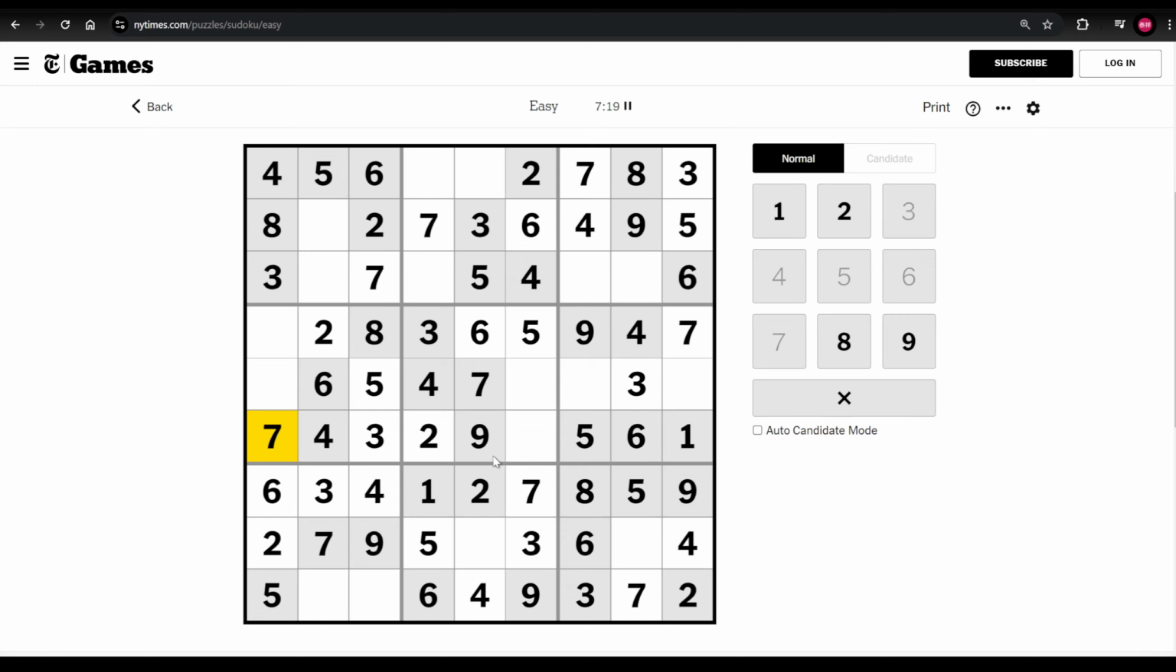Now let's go to the next number, 8. So this one would be 8. This one will be 8. This one will be 8. This one will be 8. Right? There's no other, like all the numbers are filled, so the last number would be 8. These two are not 8, so we put it here. So we found all the 8s.